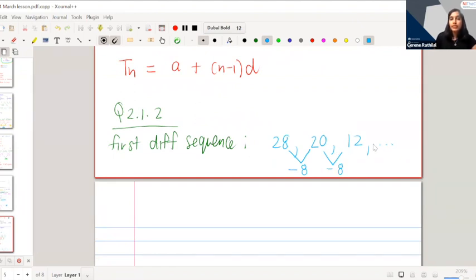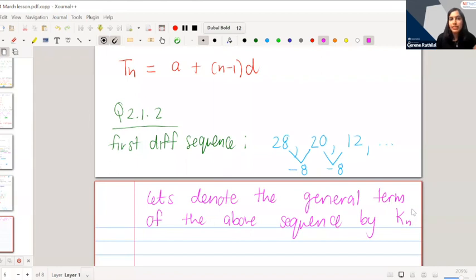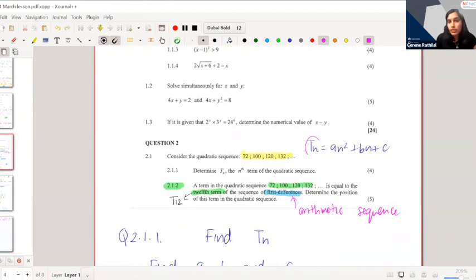Because it has a common difference, clearly we can write down a general term for this sequence, isn't that so? Here's the formula that I've already discussed. Let's denote the general term of the above sequence by Kn. The only reason I'm not using Tn is that Tn is already used to denote the general term for the quadratic sequence. So we don't want T12, we are considering K12.